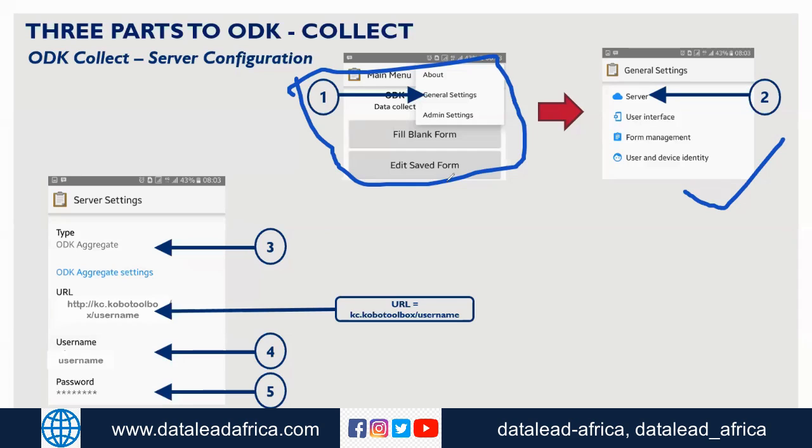Sorry, in my own I have kc.kobotoolbox.org/kobo the mouser. Should I delete the mouser? The mouser was there when you downloaded your Kobo through that link. Should I remove it or should I put my username? Don't put your username in front of it. Just write https://kc.kobotoolbox.org and stop there. All right, okay.